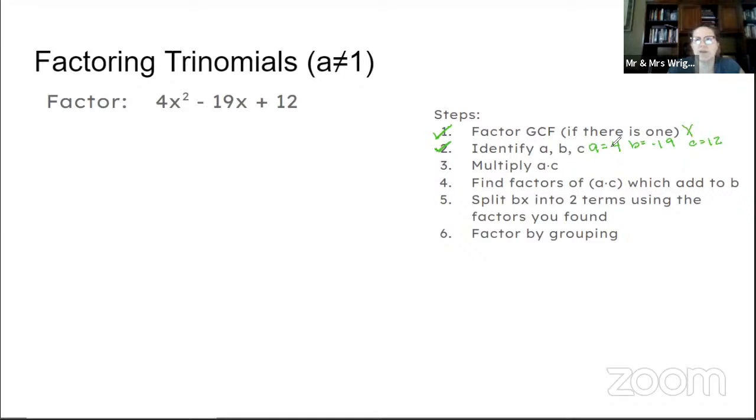Step 3, we need to multiply A times C. 4 times 12. I'm going to use my calculator just to make sure that I get it correct. 4 times 12 is 48. Okay, then we need to find factors that multiply to be 48 and add to be negative 19. Let me make sure I put the right number there this time. Okay, 48. I did. Good job. 1 times 48, and I have the same sign, and they're both going to be negative. 1 times 48, 2 times 24.